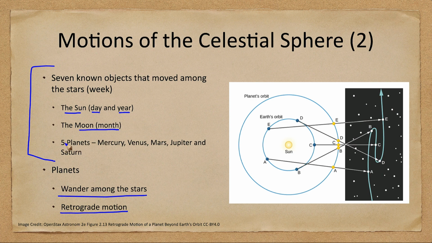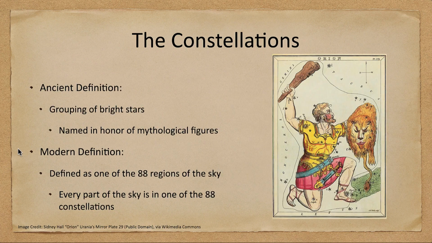And where do we get a week from? Well, there were 7 objects known to the ancients, the 5 planets plus the sun and the moon, that gave us 7 days in the week. So again, some of this will come back to a little bit more detail in future lectures. Now let's look a little bit about the constellations.